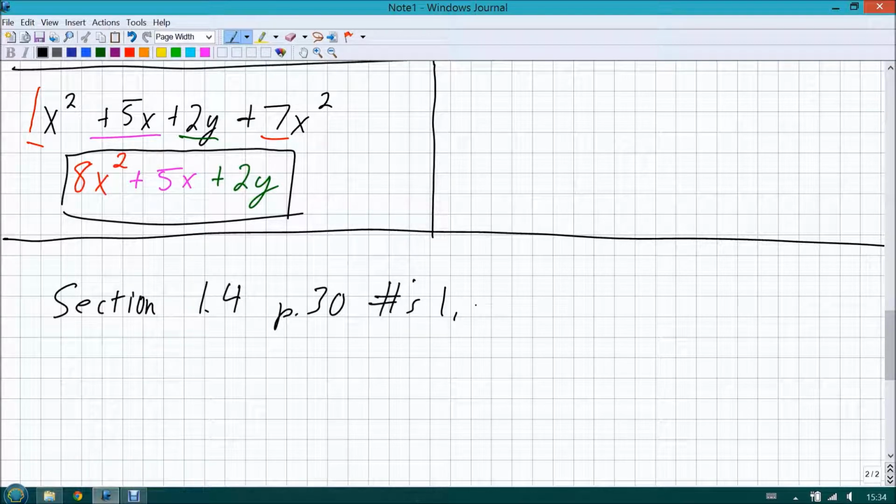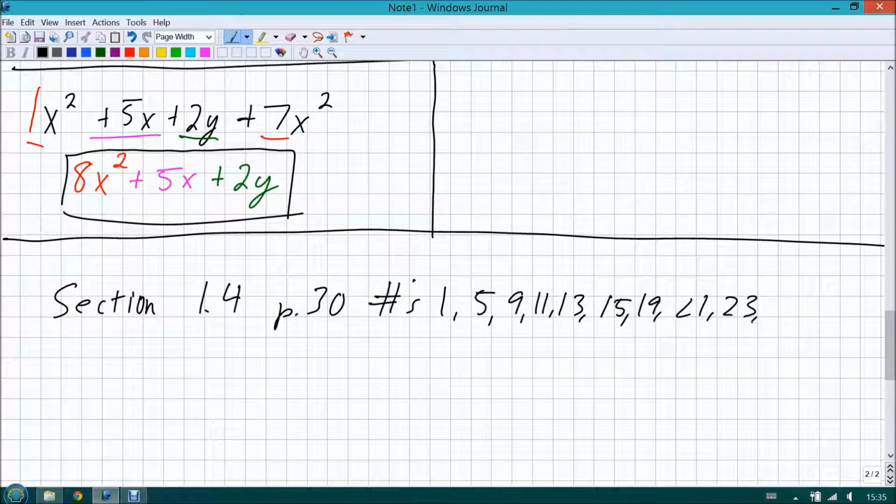1, 5, 9, 11, 13, 15, 19, 21, 23, 25, and I know it's an even number, but I really want us to get used to doing word problems, so I'm going to include the even number 26.